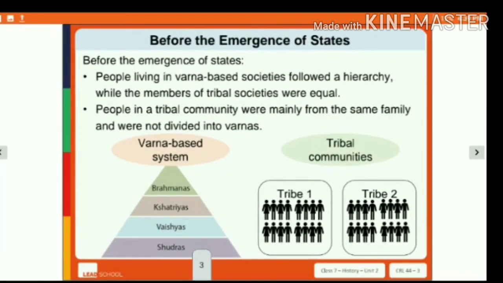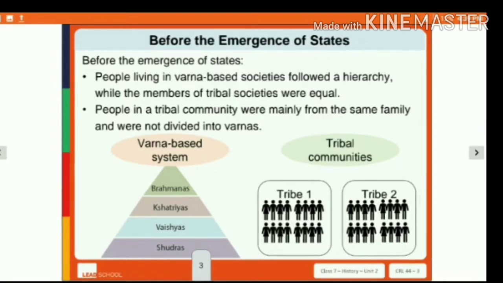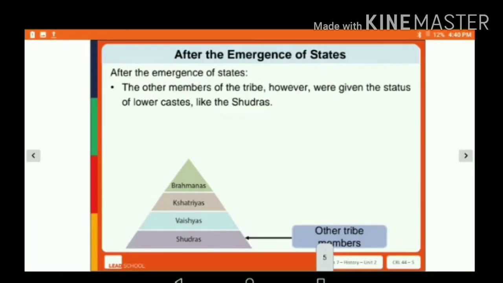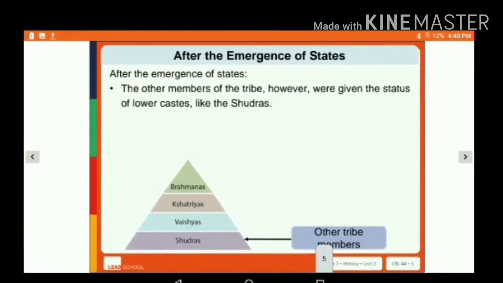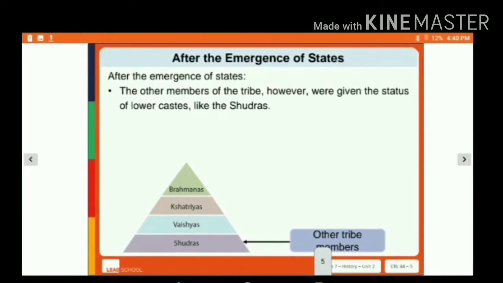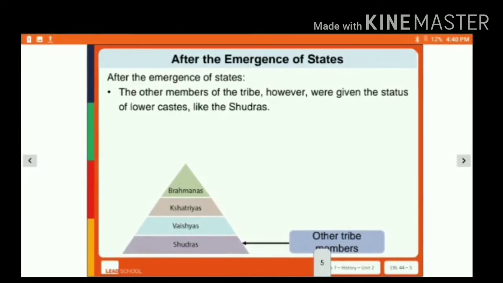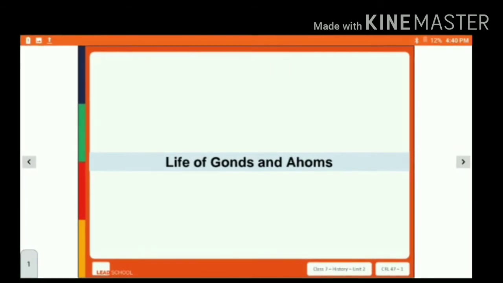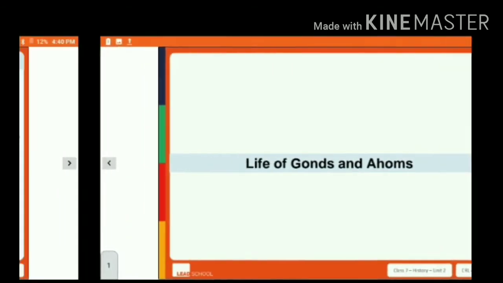But before the emergence of states, people living in Varna-based societies followed a hierarchy while the members of tribal societies were equal. People in tribal communities were mainly from the same family and were not divided into varnas. After the emergence of states, the other members of the tribe were given the status of lower caste, like the Shudras.